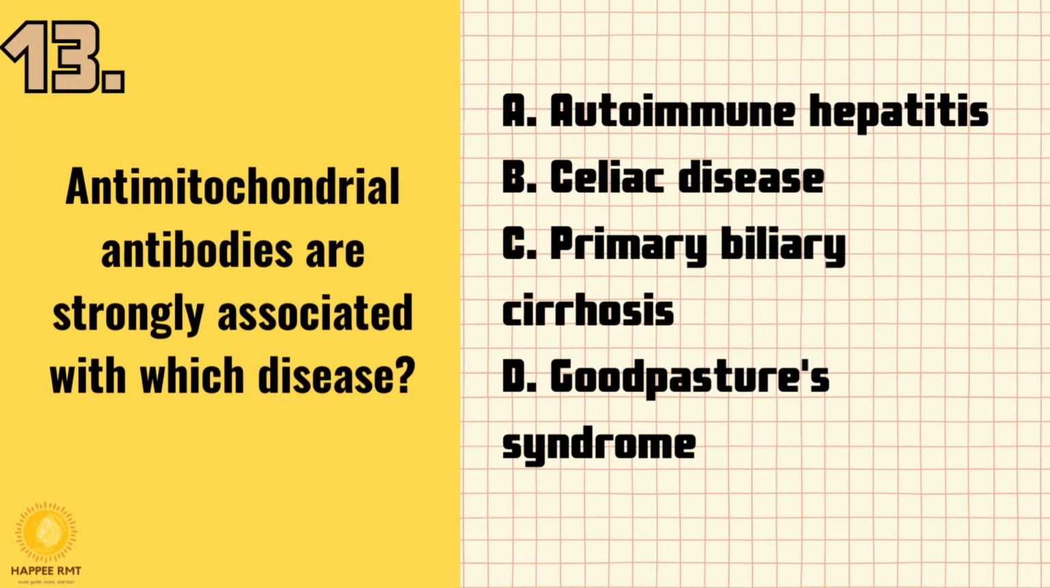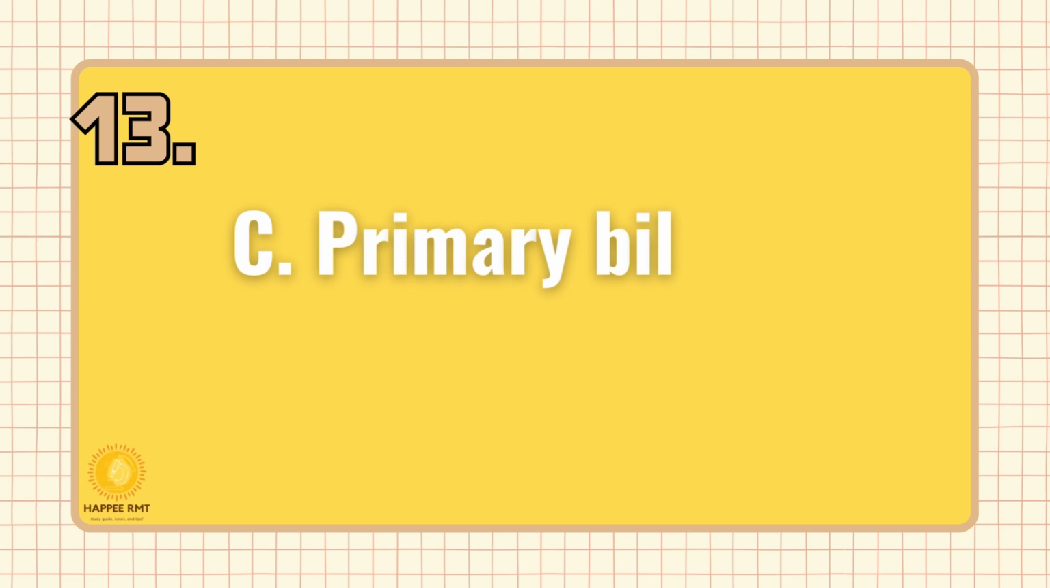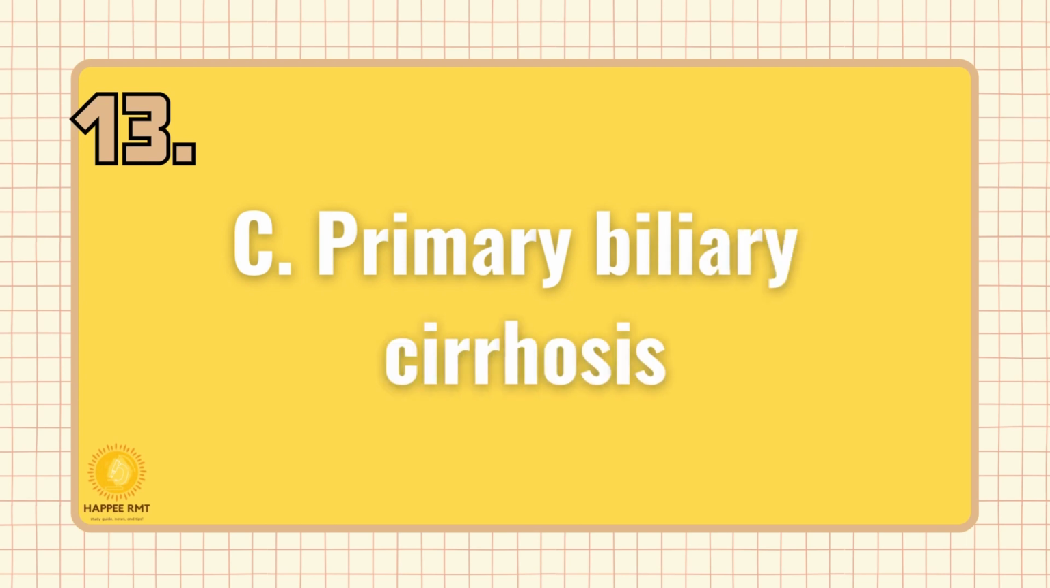Number 13. Antimitochondrial antibodies are strongly associated with which disease? A. Autoimmune hepatitis, B. Celiac disease, C. Primary biliary cirrhosis, D. Goodpasture syndrome. Answer is C. Primary biliary cirrhosis.